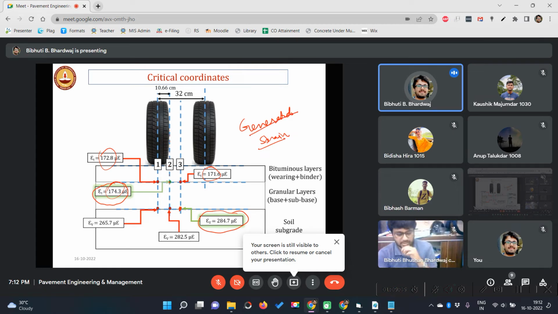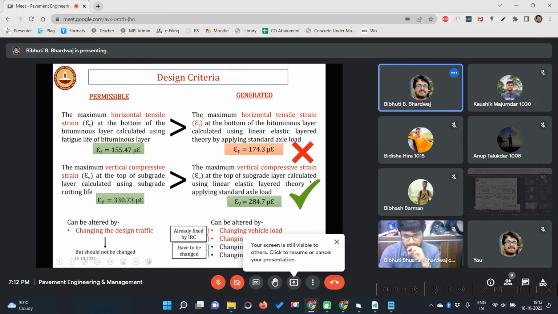Now what is the next step? We need to compare with which value? The previous values that we found, epsilon V and epsilon T, the permissible strain, right? So we need to compare whether it is okay or not okay. One is okay, one is not okay, sir. Yes, permissible should always be higher than the generated one. So we can say that the pavement will not fail in terms of rutting. That means there will not be any rutting in the pavement, but it will fail in fatigue cracking.